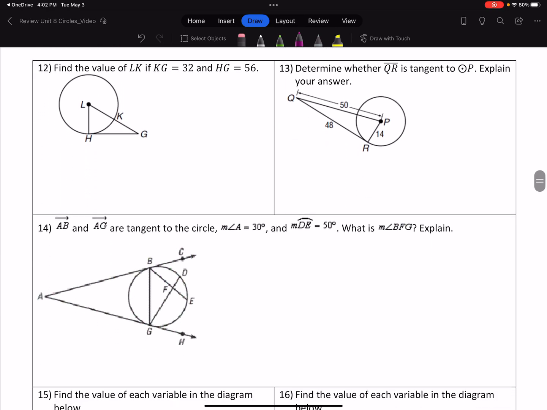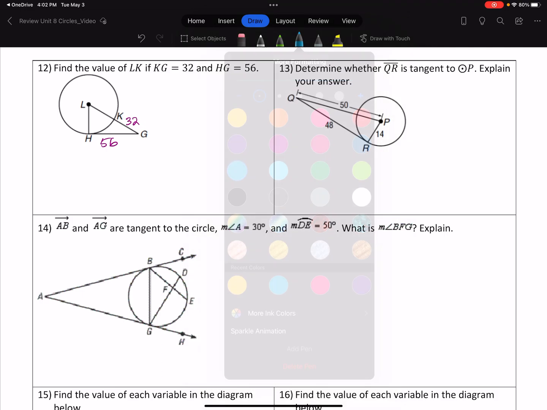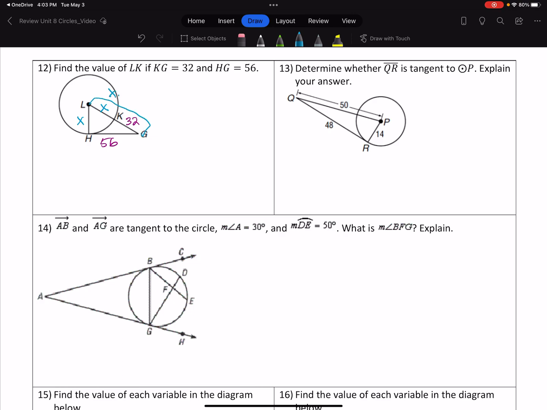Number 12, it says find the value of LK if KG is equal to 32, HG is equal to 56. And you're like, Miss Holly, they are missing so many different things. Well, remember your radius, and remember this for your test, your radius, no matter what, is always the same. So if my radius is X here, then it's also X there. So for this side right here is X plus 32. And I didn't even tell you that KH was tangent. So this was tangent. It wasn't asking if it was tangent. And if it is, then that's a right triangle.